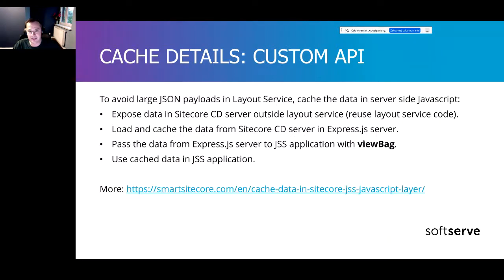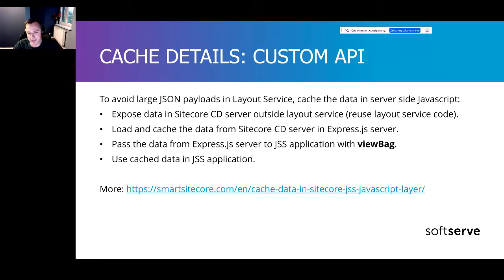Okay, and I mentioned those custom APIs. To avoid data redundancy and the huge JSON payload returned from the layout service, we created a custom API in Sitecore, which returned some items outside of the layout service. It was pretty easy to reuse the code which is used by the layout service itself. Of course, you just decompile and check how it works.